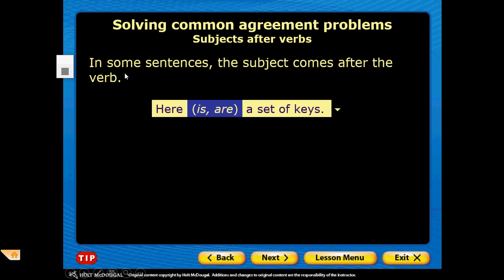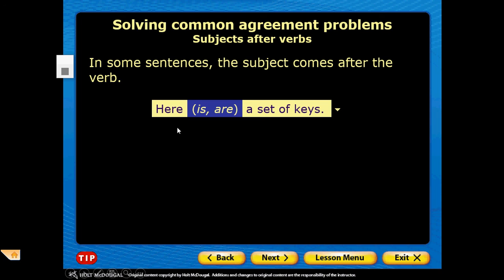So let's move on to the next part of our lesson today. In some sentences, the subject comes after the verb, like this sentence: Here is or are a set of keys. So where is the subject here? A set of keys. So which verb should I go for, is or are? Let's reverse the sentence. We can say a set of keys is or are here.